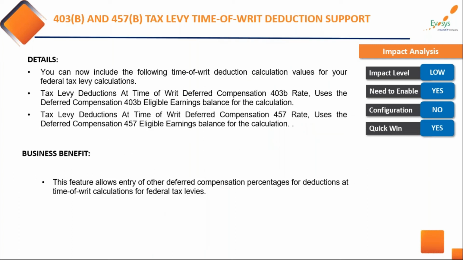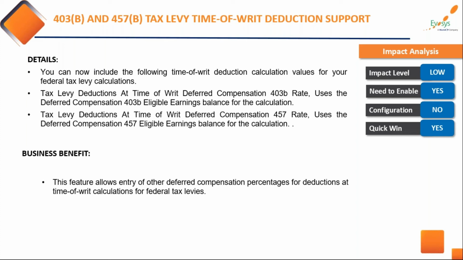All right. So moving on to our last feature, which is around the 403B and 457B tax levy deduction support. In this feature particularly, Oracle introduced certain calculation values which can be entered for federal tax levy calculations. So what the system will give you now is an option where you can choose those values, and the system will use that percentage or the amount as a calculation for determining the eligible earnings.